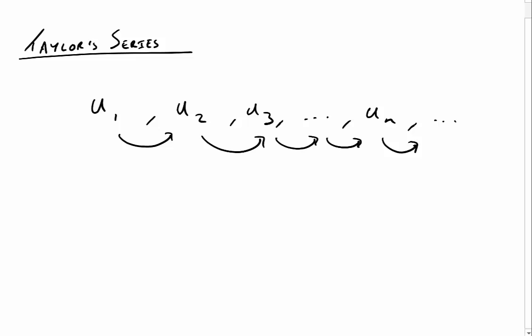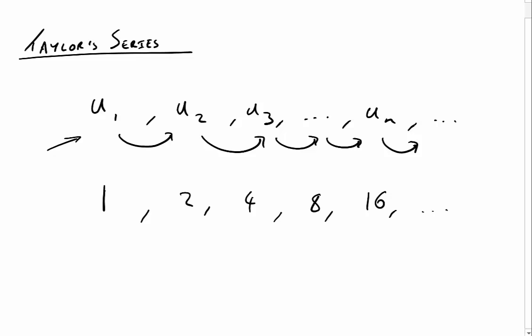So a function could actually describe this sequence here. Let me give you an example of a sequence. Here's an example. I'm going to start with 1, then I'm going to go 2, then 4, then 8, 16, and carry on like that. Now, hopefully, you can see that the pattern here is that I'm just multiplying by 2.